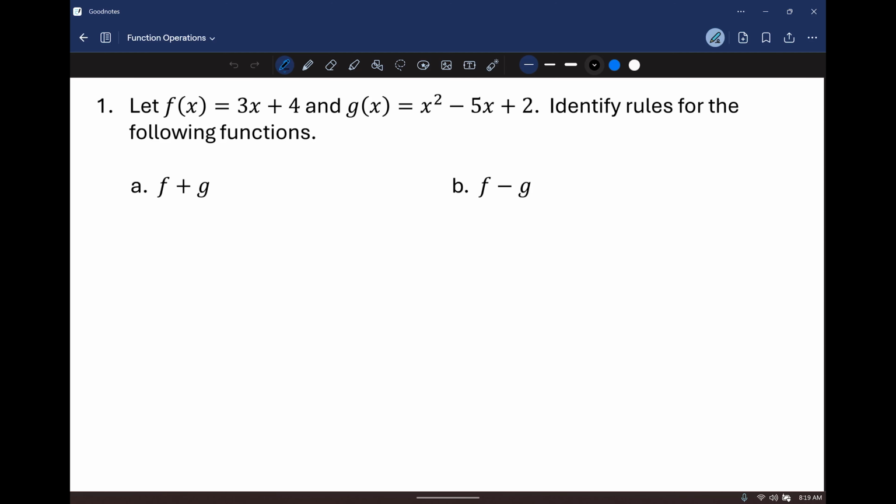Right, in this lesson, we're going to be talking about function operations. A lot of this is stuff that we've already done, but the notation is going to be different. So they're going to give us two functions.